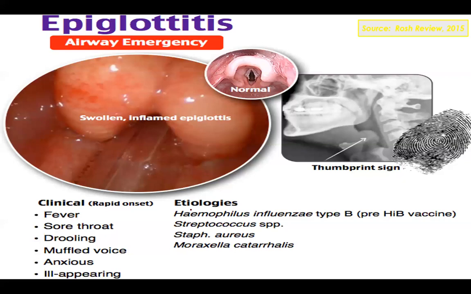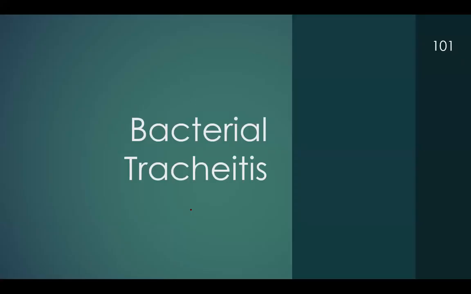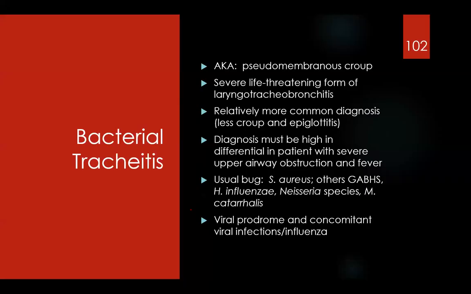Etiologies are Haemophilus influenzae, Streptococcus, Staph, and Moraxella catarrhalis. Bacterial tracheitis, AKA pseudomembranous croup. This is a severe, life-threatening form of laryngotracheobronchitis. So this is basically croup gone insane, all right? It's a severe upper airway obstruction with fever. So these kids are sick as stink. This kid is not going home.